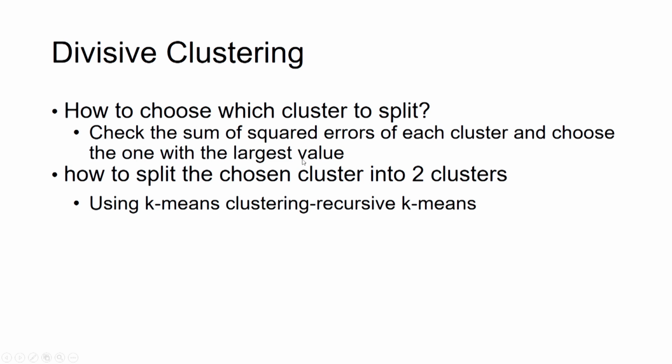So, again here the question is, in each and every step we will need to decide which cluster we should divide further into two clusters. So, how can we decide which cluster we should choose at each step? We can find the sum of squared errors for each cluster, and then we will divide the cluster for which the sum of squared error is maximum, because it means that cluster has some points that are dissimilar to each other. So, it is better to divide that cluster into two clusters.